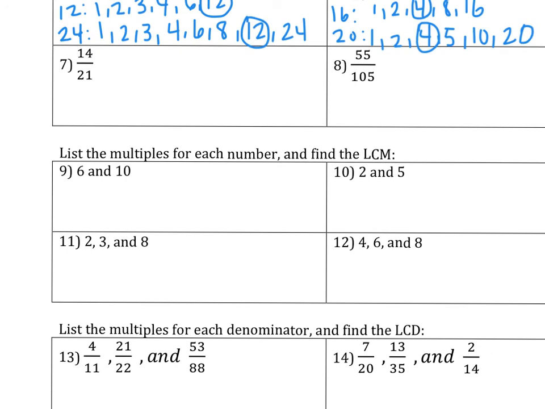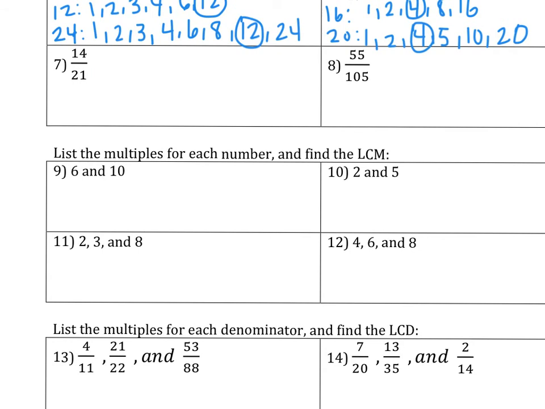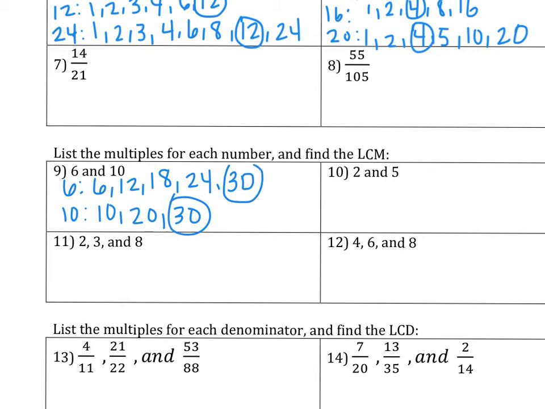Number 9, we're going to list the multiples for each number and then find the lowest common multiple. So the multiples of 6, and these you can keep doing, they go on forever. So you're just going to list some until you think you're getting pretty close. So they would be 6, 12, 18, 24, 30. I'm going to look to see does 10 go into any of these evenly, and when it does, I'm going to stop. Oh, I know 10 goes into 30 evenly, so I'm going to stop there. So that's 10, 20, 30. So there is my lowest multiple that they have in common.